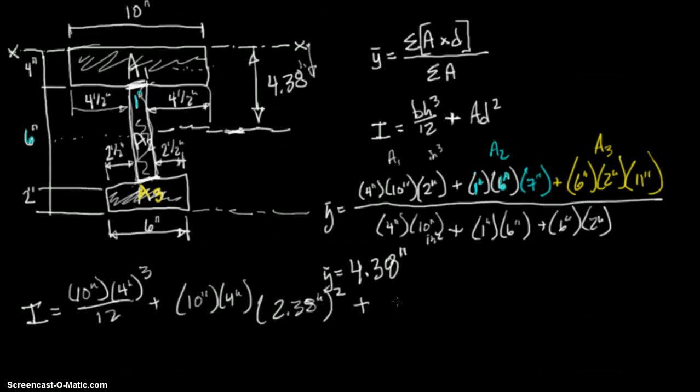The A2 component of it is B, which is 1 inch, H, 6 inch cubed over 12, plus AD squared. Shoot, you don't want to write A, you want to actually do A. It's 1 inch times 6 inches, which is your area. AD, and then D is what? Well, you have 6 inches, and this is 4 inches, 4.38 inches down, so that's 0.38 inches into it. So it'd be 6 minus 3 minus 0.38, which is 2.62.